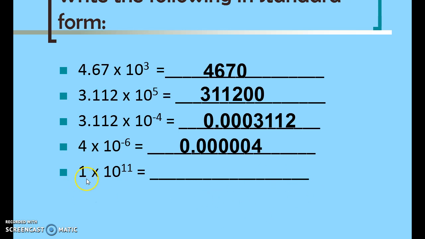The understood decimal is here right past the 1, so that means I'm going to add 11 zeros past the 1. And we have a lot of money, don't we?